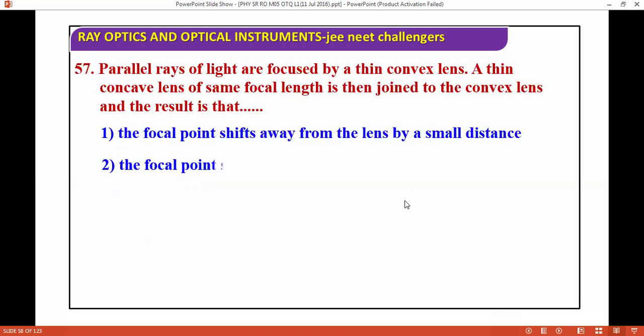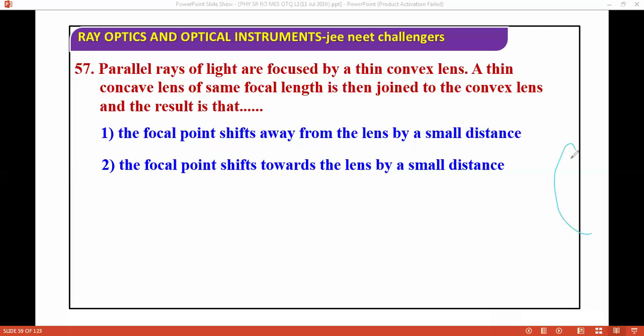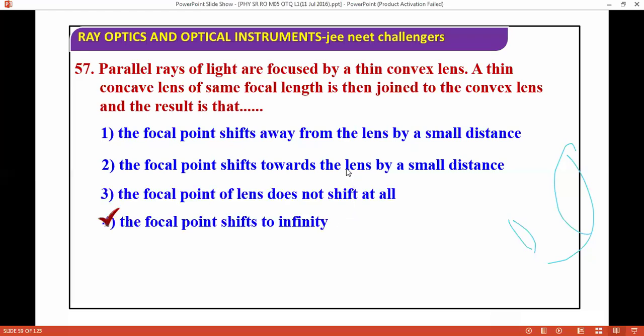Parallel rays are focused by a thin convex lens. A thin concave lens of the same focal length is then joined to the convex lens, and the result is this. Go through the options. The focal point shifts to infinity. Okay, next question.